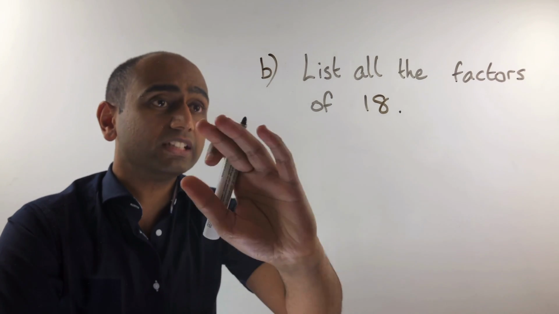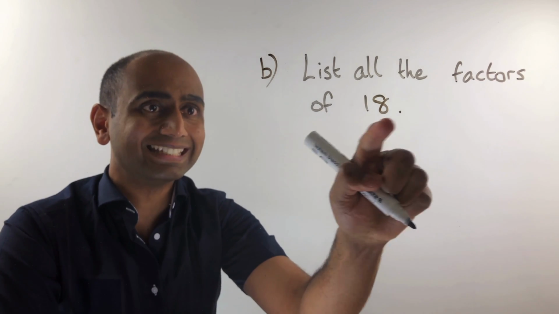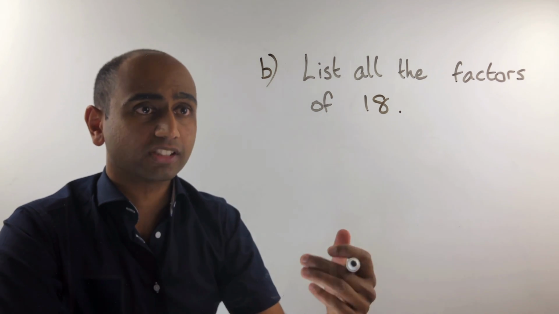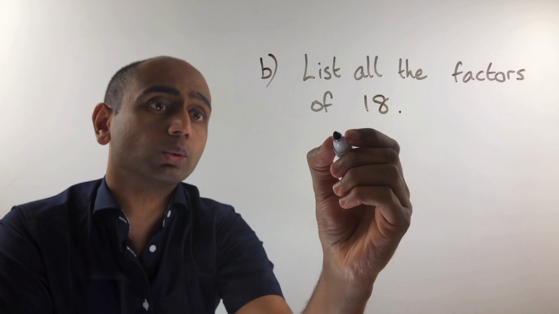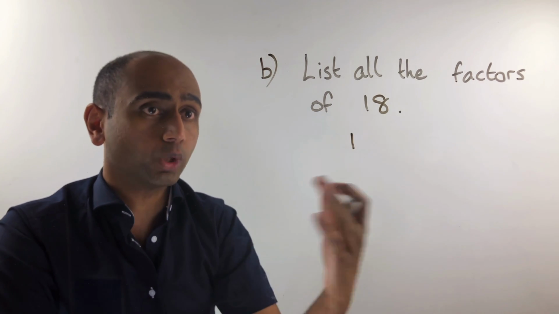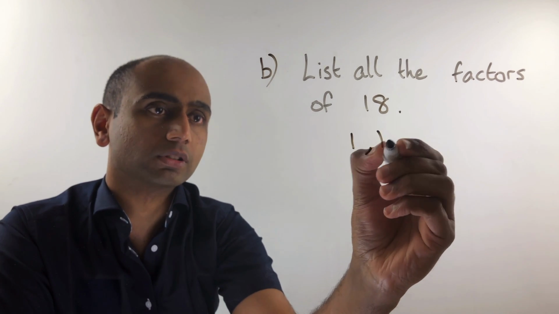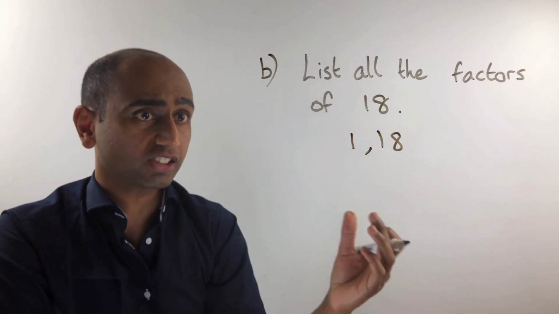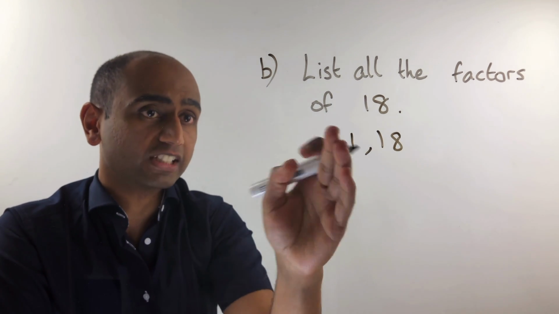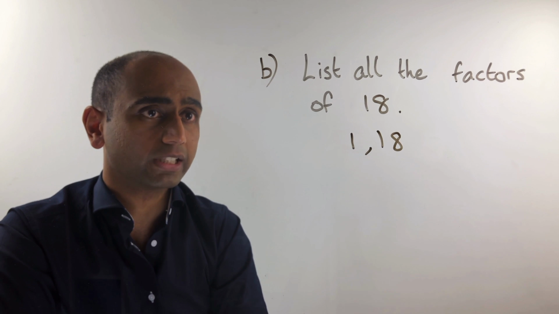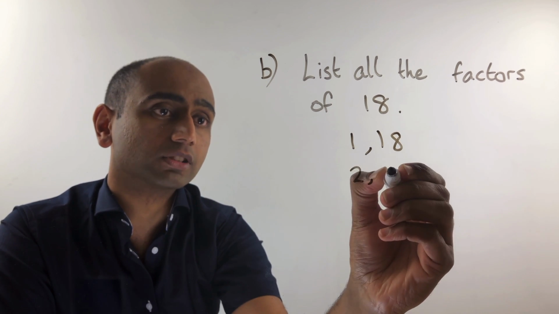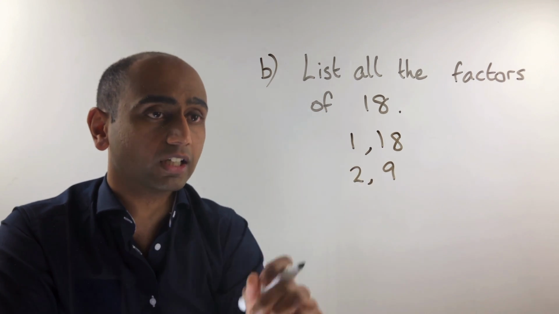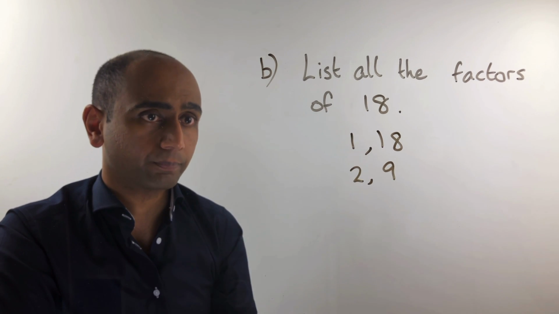In part B, we need to list all the factors of 18. Let's use the same method. 1 goes into every whole number, so we know that 1 is a factor. And 1 goes into 18 times. So there is our first factor pair. Let's try 2 next. Does 2 go into 18? Yes, it does. 2 goes into 18 9 times. So 2 and 9 form the next factor pair.